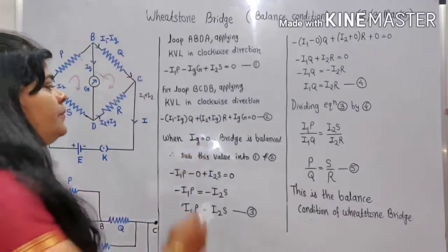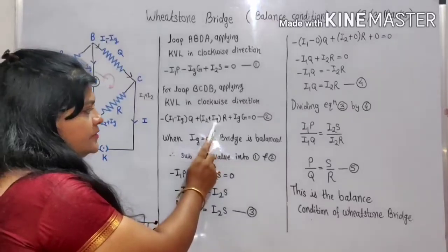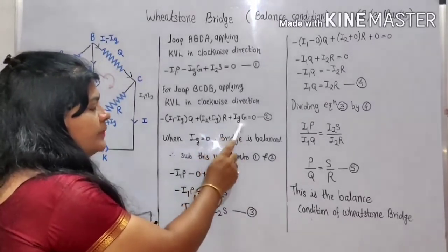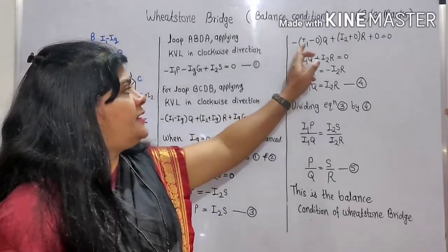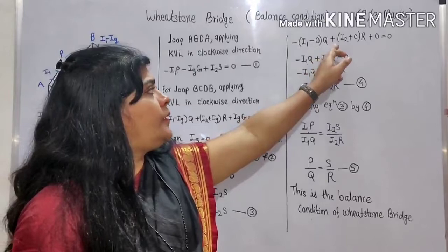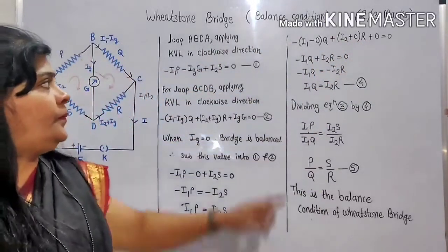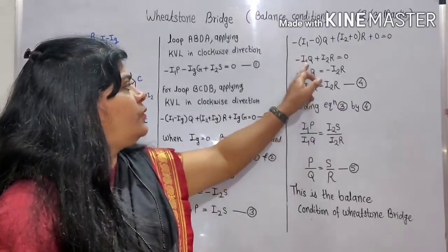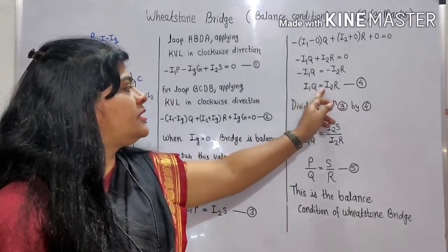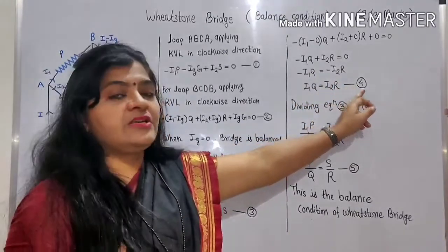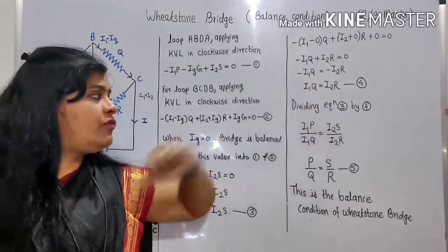Now we are substituting Ig is equal to 0 into equation number 2. Ig equal to 0 means this value becomes 0, the next bracket becomes 0, and the third term totally becomes a 0 product. Then we write the equation: minus (I1 minus 0) into Q plus (I2 plus 0) into R plus 0 is equal to 0. Then minus I1Q is equal to minus I2R, and then I1Q is equal to I2R, which is equation number 4.